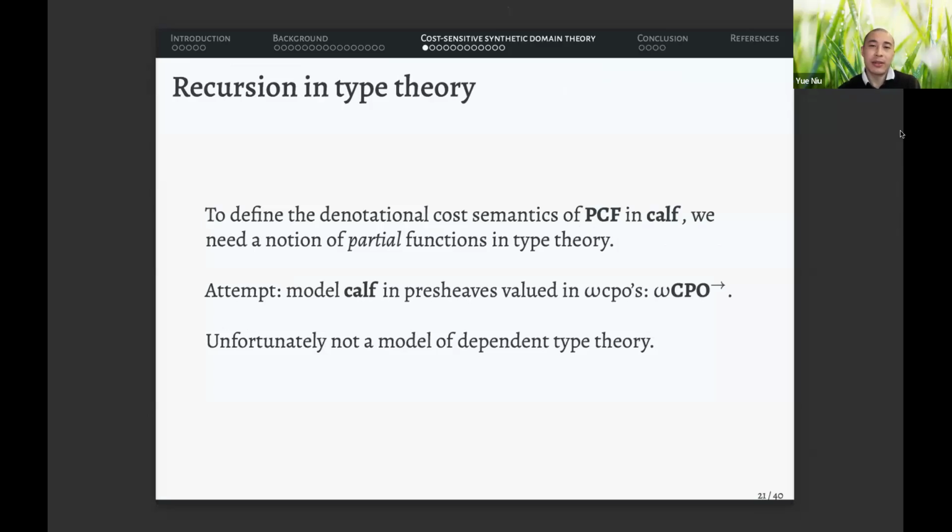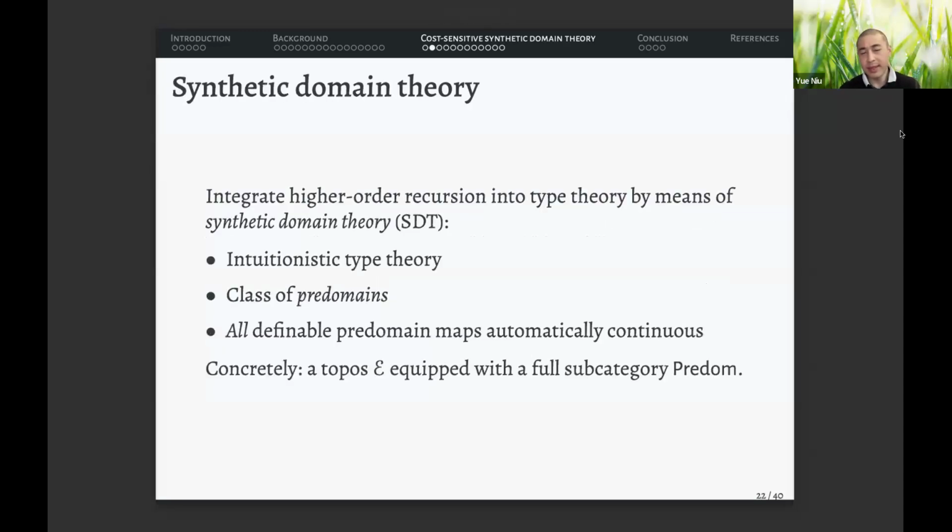And to define the denotational cost semantics of PCF internal to a type theory, we need a notion of partial functions. The first attempt might be to, instead of modeling CAF in families of sets, model in families of omega CPOs. But this does not yield a model of dependent type theory. Instead, we'll integrate recursion by means of synthetic domain theory, which can be thought of as an intuitionistic type theory equipped with a class of predomains in which all predomain maps are automatically continuous.